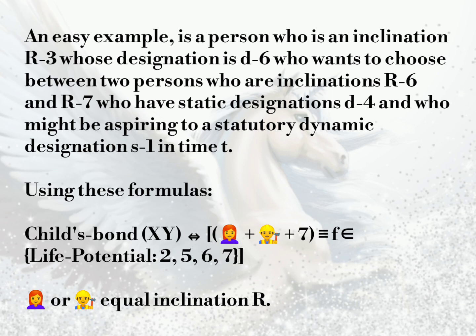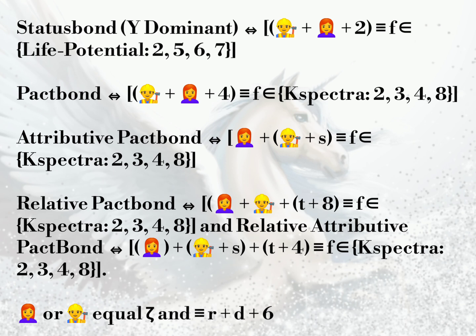Using these formulas. Child's bond, XY, if and only if, woman red hair plus construction worker plus 7, is defined as F element of life potential 2, 5, 6, 7. Woman red hair or construction worker equal inclination R. Status bond, Y dominant, if and only if, construction worker plus woman red hair plus 2, is defined as F element of life potential 2, 5, 6, 7.